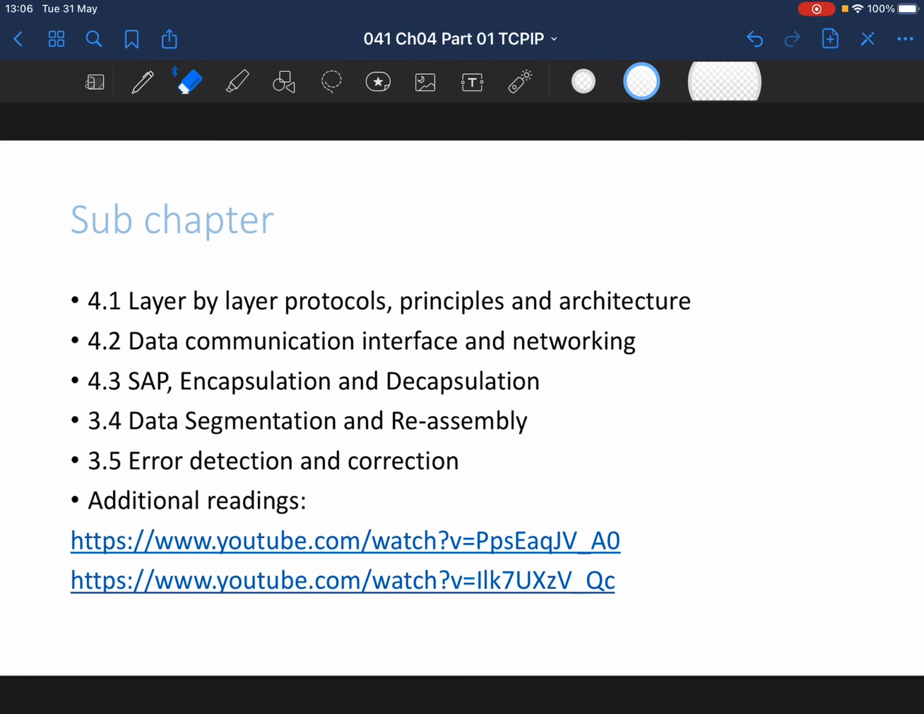So in chapter 4 we will discuss a few sub-chapters. 4.1 layer by layer protocols, principle and architecture. 4.2 data communication interface and networking. 4.3 SAP encapsulation and decapsulation. 4.4 data segmentation and reassembly. And 4.5 error detection and correction. Sorry for the typo.